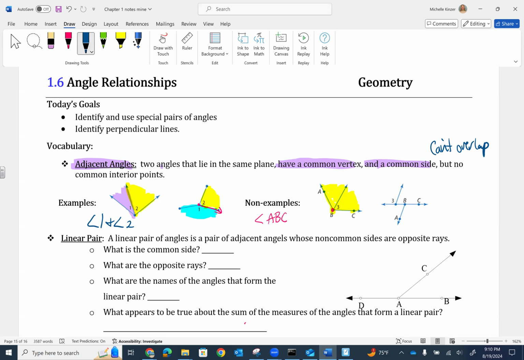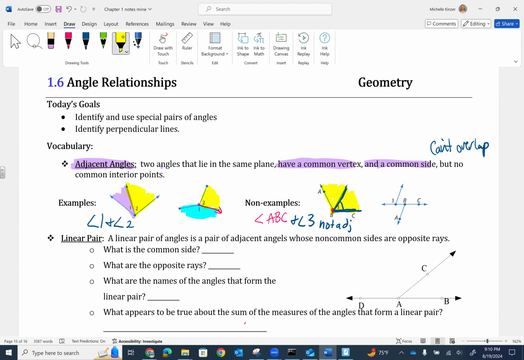And then if you're talking about angle 3, now notice it has a lot of the same things. It does have a common side. This side over here, it does have a common vertex. However, it does overlap. So if you say angle ABC and then also angle 3 overlaps it. So angle ABC and angle 3 are not adjacent because they overlap. So that would be good.